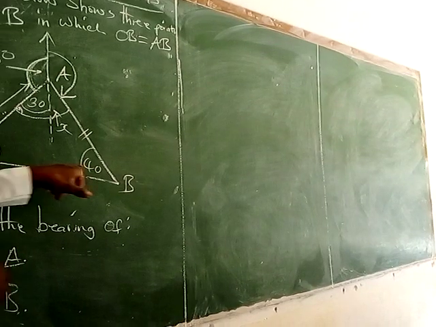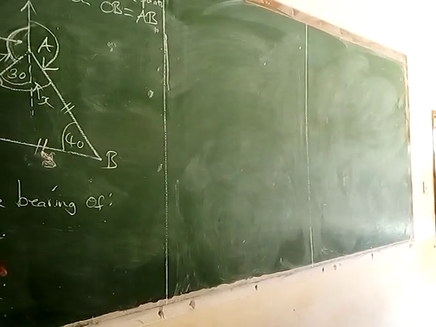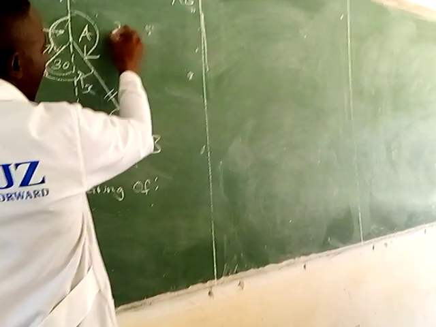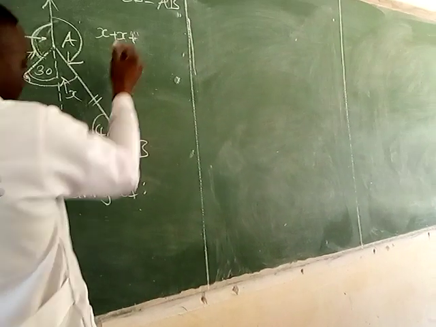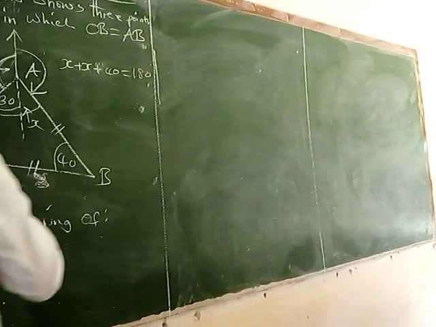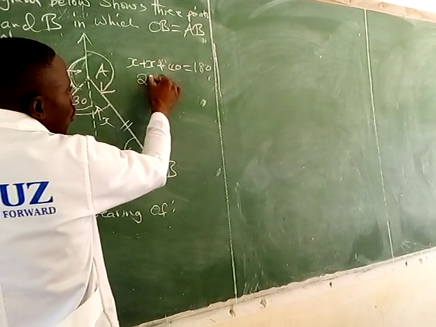X plus 40 will give you one A. The idea is to know this angle here. Are we catching? So then we're going to say, okay, this is good. So say X plus the 40 which you are given there. This will equal to 180.